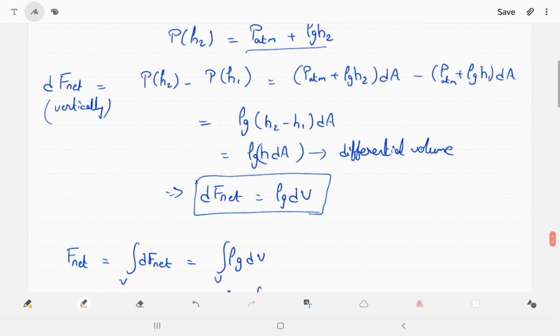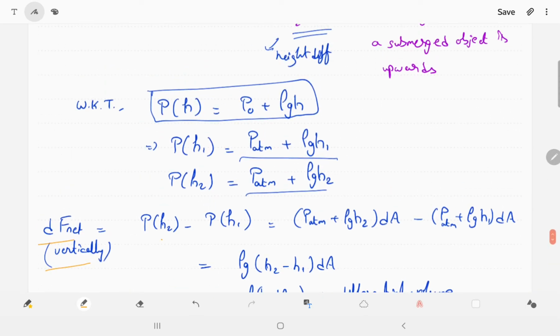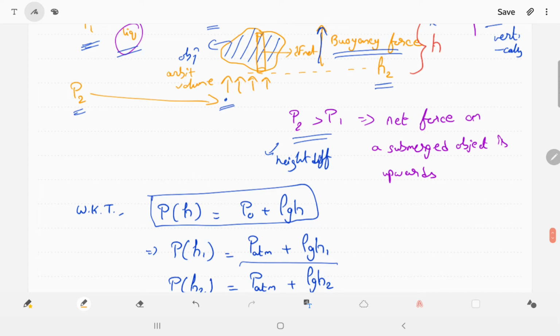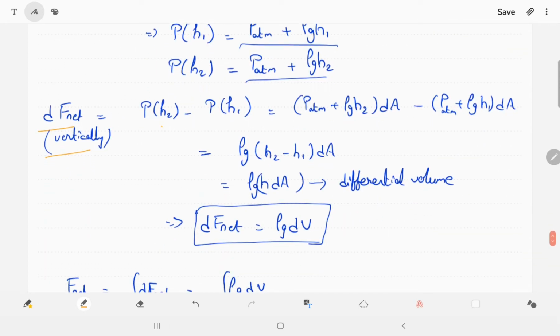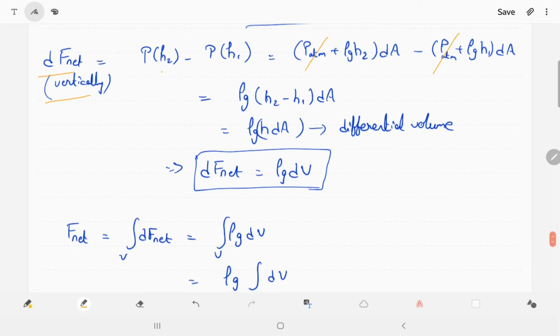So dF net vertically equals P of H2 minus P of H1. That means P atmospheric plus rho g H2, times the area of the cylindrical part dA, minus P atmospheric plus rho g H1, times dA. As P atmospheric cancels, we have only rho g into H2 minus H1 into dA. Let H2 minus H1 be some constant H.